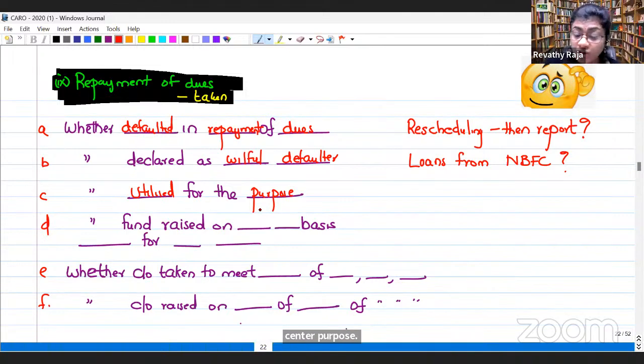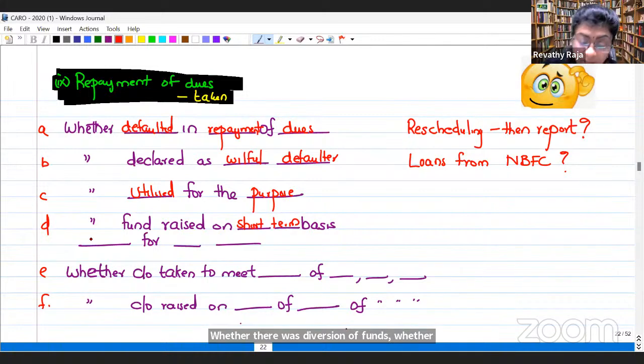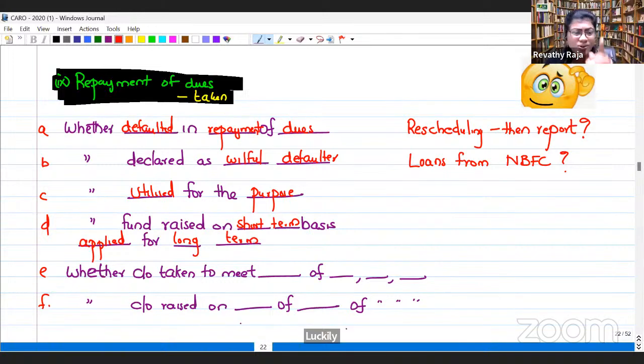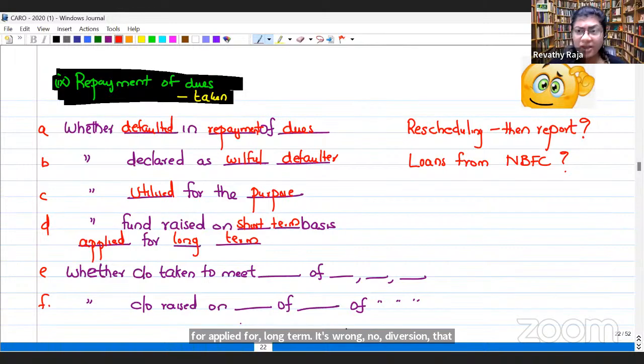Whether there was diversion of funds. Whether funds raised on a short-term basis, whether it is applied for long-term. It's wrong, no? Diversion. But if A, B, C, D are clear, can we go to E and F?